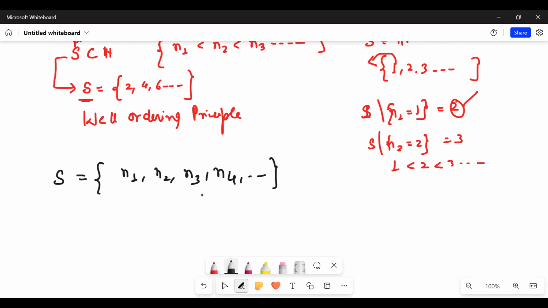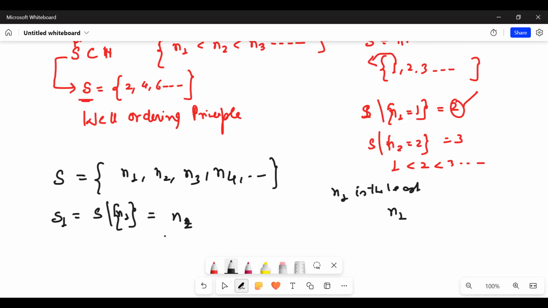Now let's say n1 is the least element. So I'm writing n1 here. Now what I'm going to do in the first run, I'm going to remove this n1. So S1 is equal to S except n1. Now let us say n2 is the least element, because this set is an infinite set, so it is never going to get exhausted.